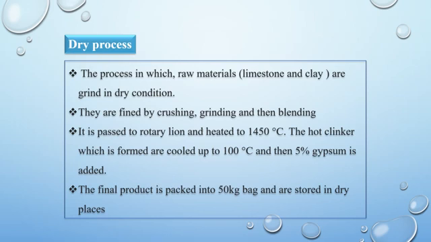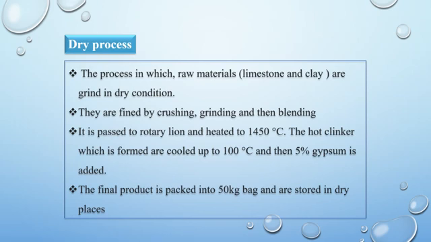The process in which the raw material, limestone and clay, are ground in dry conditions. They are fined by crushing, grinding and then blending. It is passed to rotatory kiln and heated to 1450 degrees centigrade. The hot clinker which is formed is cooled up to 100 degrees centigrade and then 5% gypsum is added. The final product is packed into 50 kg bags and stored in dry places.